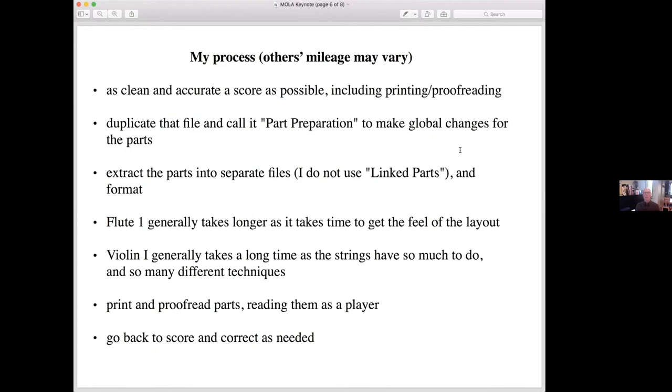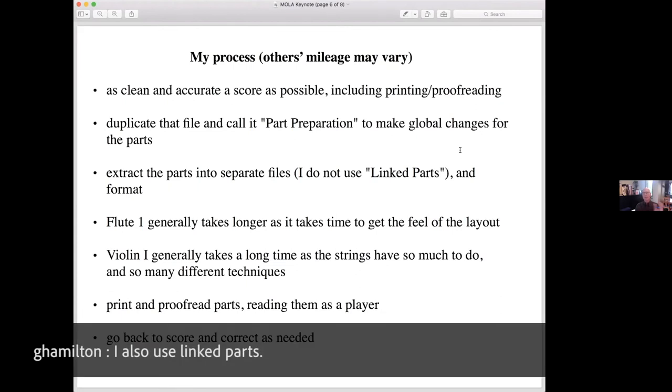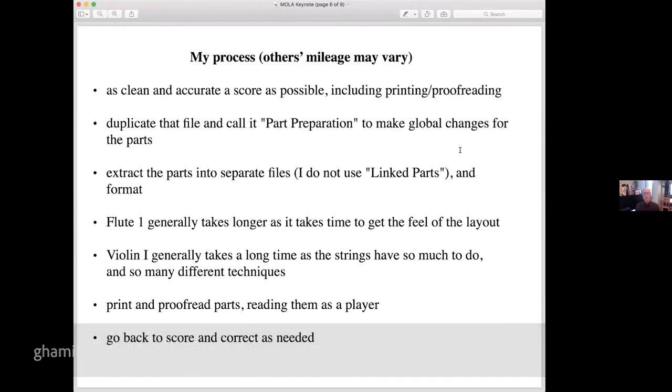Lots of composers and copyists use linked parts. We'll look at how that works in the example that I've got. I don't use them because there are some things that you can't change in the part without changing the score. I need those to be a little different in some cases, because the conductor sees how it sounds and the player sees how it's played. But a lot of people use linked parts, and it can be quite powerful, and it's great for making sure that things you correct in the parts end up back in the score. But for me, I format each part individually. One of the things about linked parts is that you can't look at multiple parts at the same time.